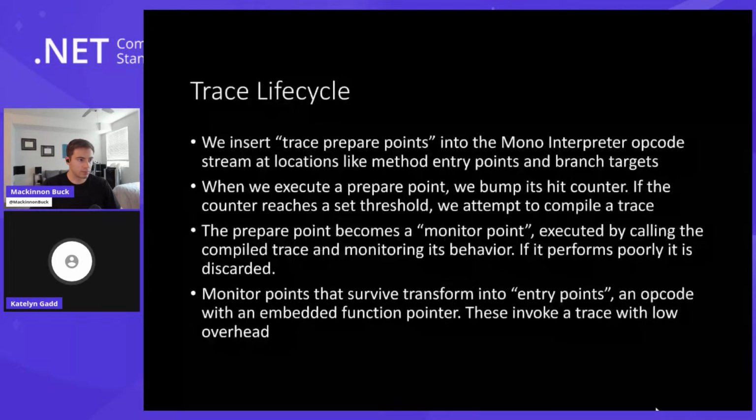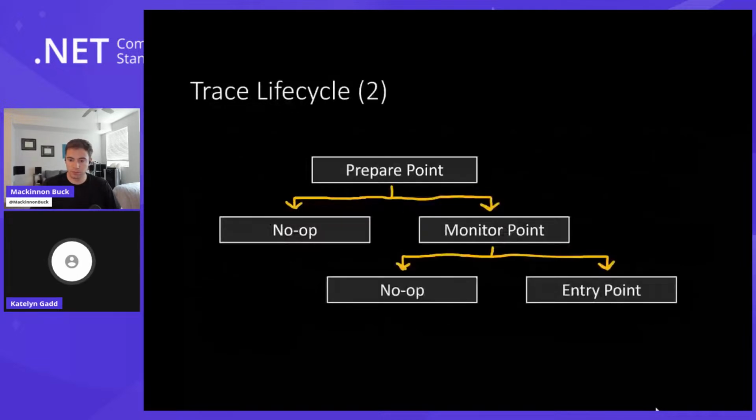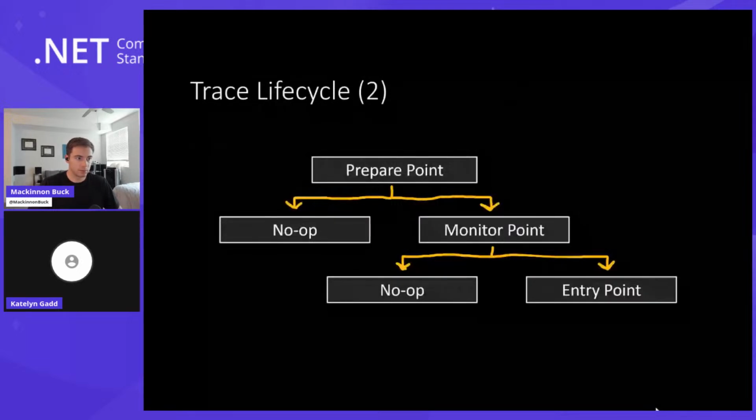And now when the interpreter hits that entry point, all it needs to do is call a function and then resume executing the rest of your method. And you can just see a simple flowchart here showing how we create a prepare point. It will either turn into a no op if it fails to compile, or into a monitor point. And then once we're done monitoring the compiled code, it will either turn into a no op again because we rejected it, or it will turn into an entry point, at which point your JIT code is all done and ready to go, and it will just replace large sections of the interpreted code.